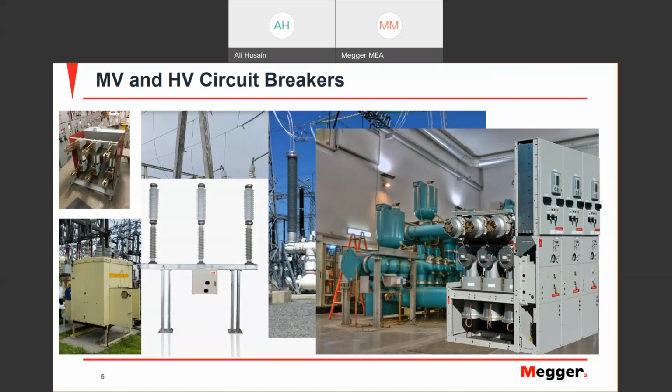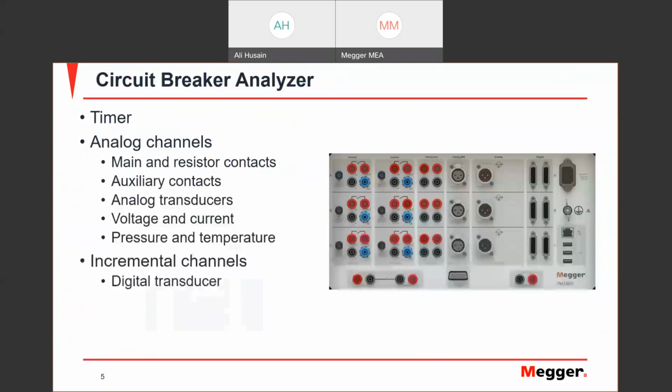In the end, I will speak about this and talk about how we can test these MV GIS systems. All these types of breakers, we consider them under the MV and HV circuit breakers. How can we test them? We test them using circuit breaker analyzers.